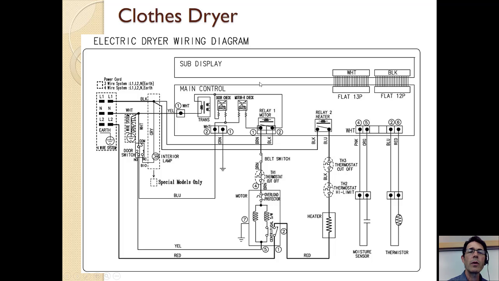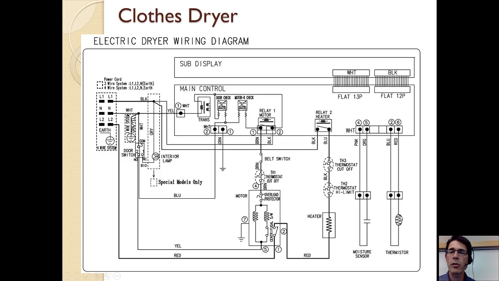Okay, next one, clothes dryer. Similar kind of thing. You've got heaters involved. Where's the main heater? So there's a drum that rotates. Here it is. Here's the main heater. It's just a big resistor. That's the same symbol as a resistor.